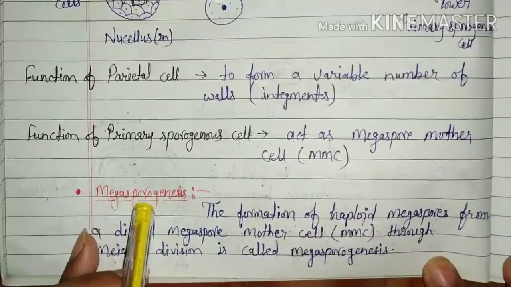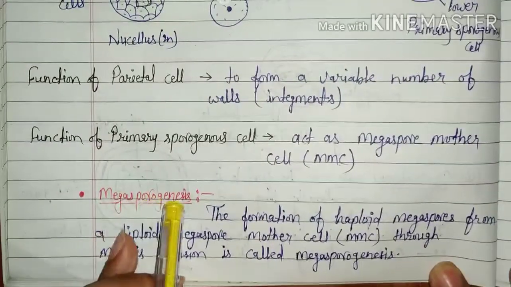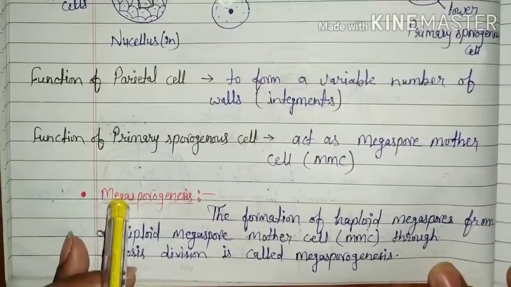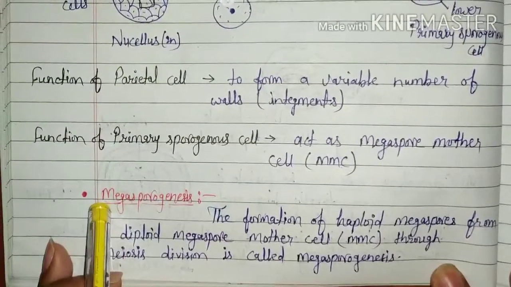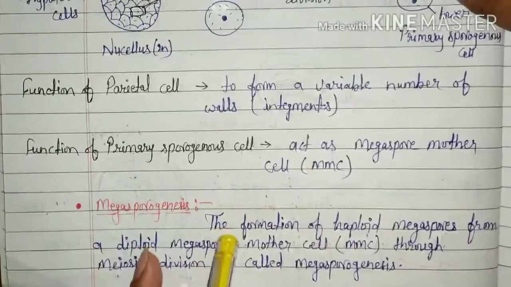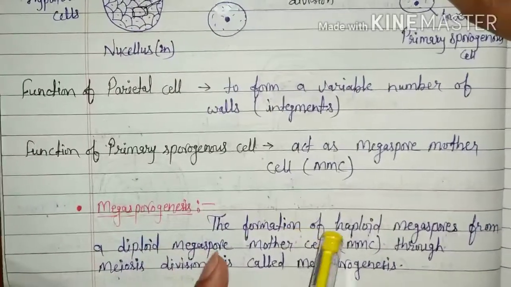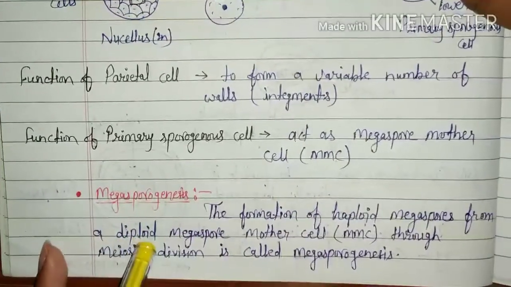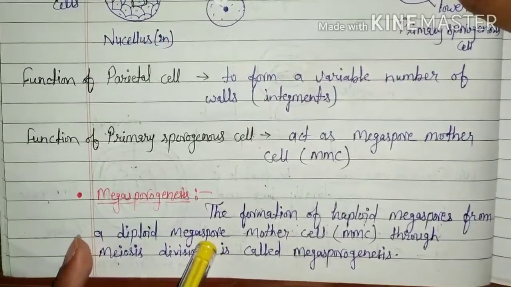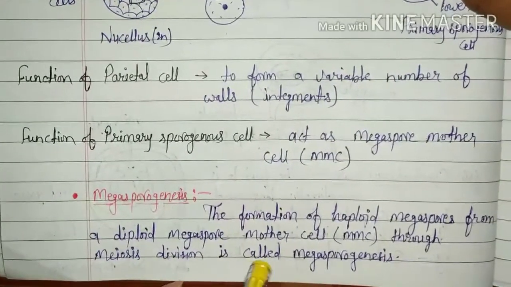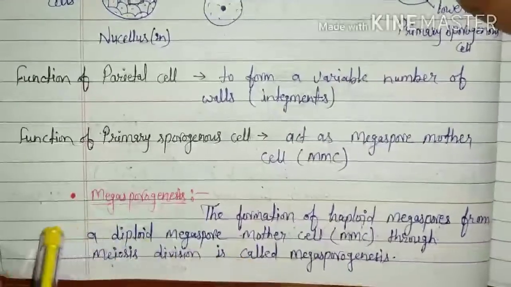Now, megasporogenesis. Genesis means formation. Megaspore means ovule. The formation of haploid megaspores from a diploid megaspore mother cell, MMC, through meiosis division is called megasporogenesis.